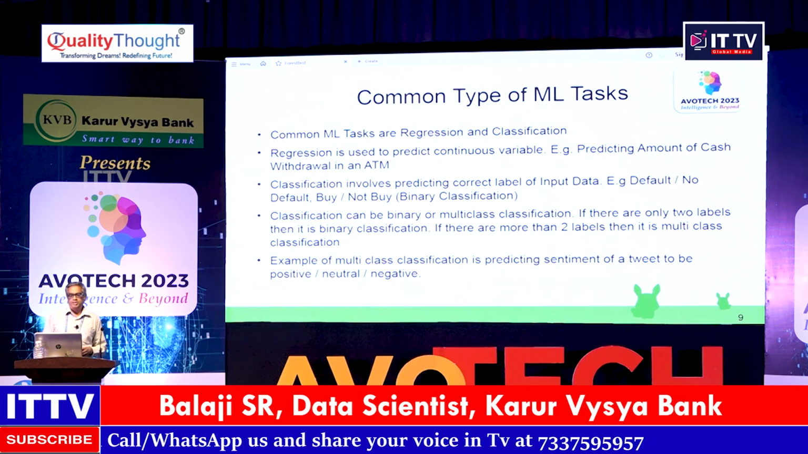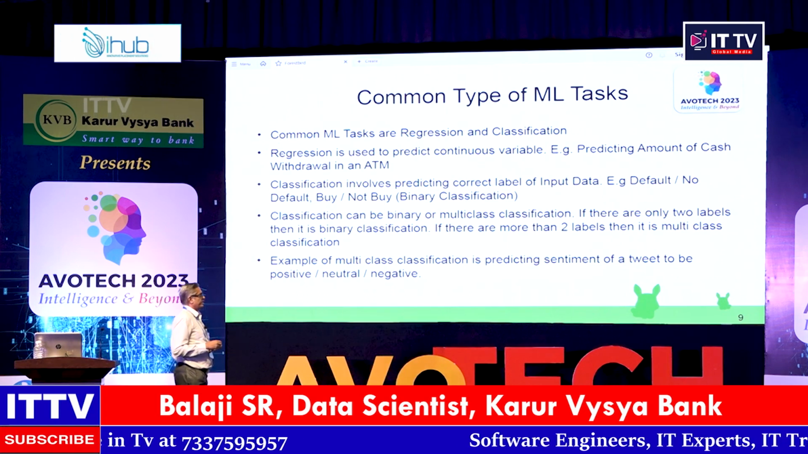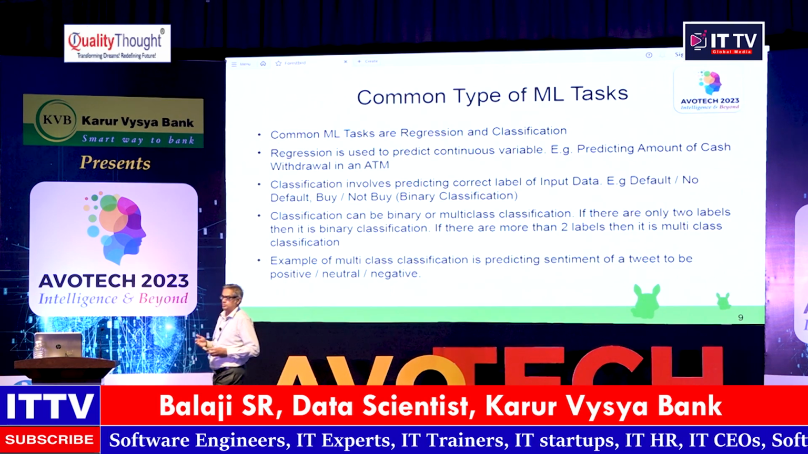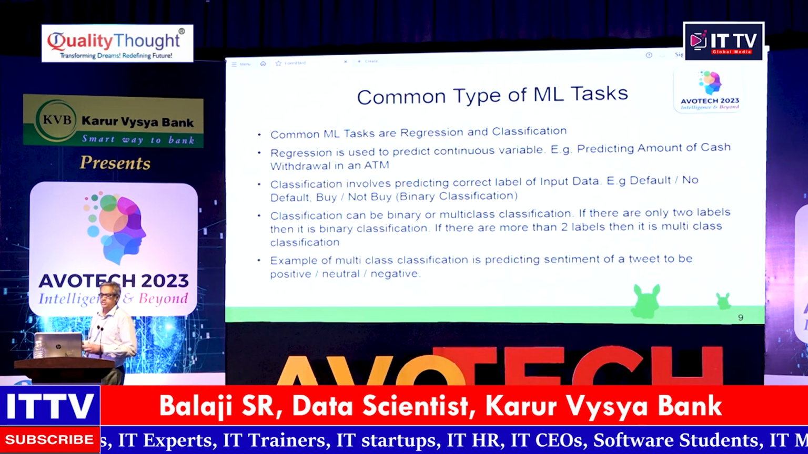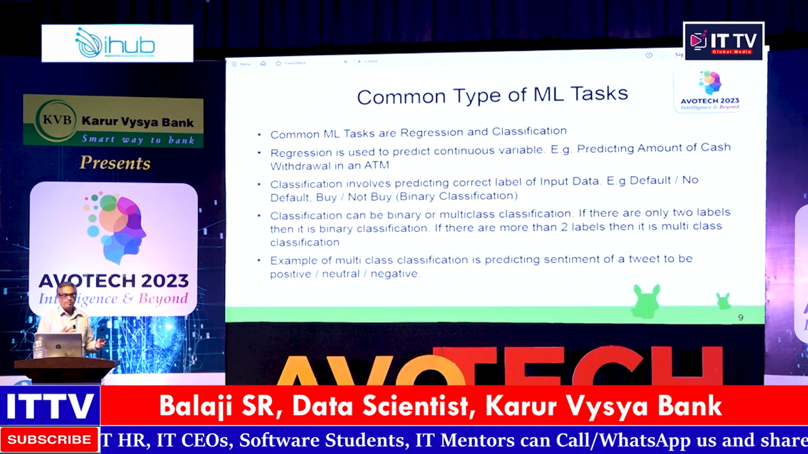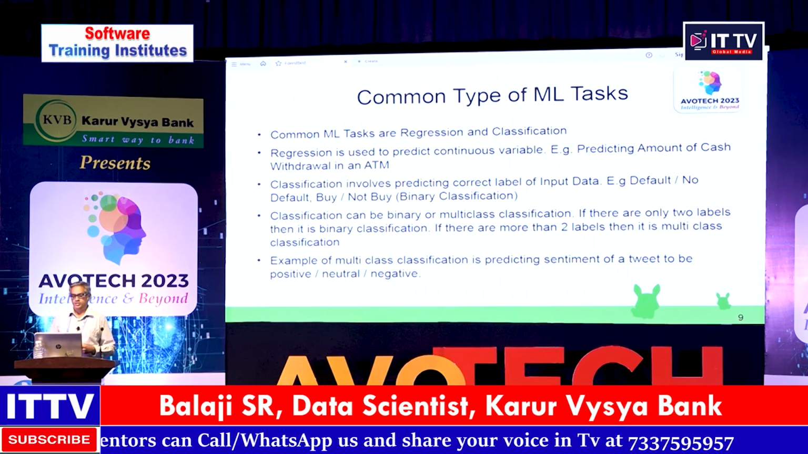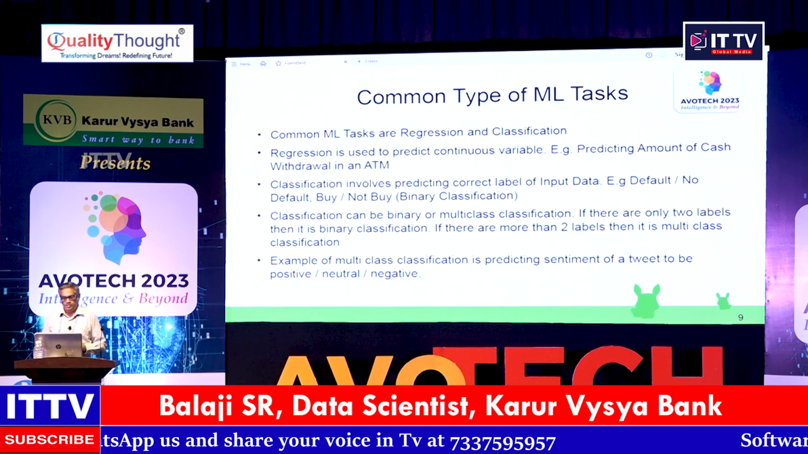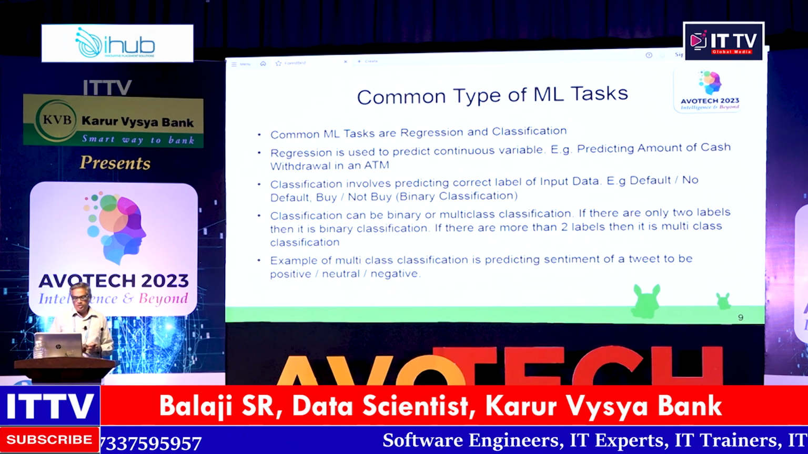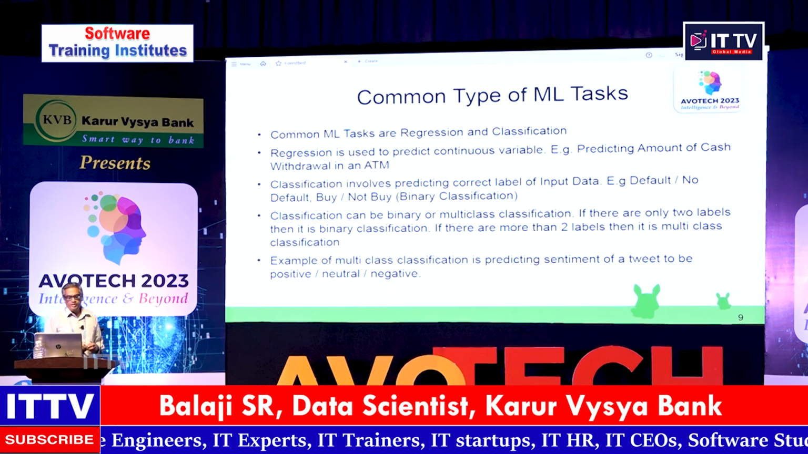And the common types of ML tasks are regression and classification. When you want to predict something, you can predict either a numeric value or a discrete value. Predicting a numeric value is regression, and a discrete value is classification. Classification can be binary classification or multiclass classification. An example of binary classification is whether it will default or not, whether it will buy or not. Multiclass is when you have more than 2 labels, like predicting whether a tweet will be positive, negative or neutral.